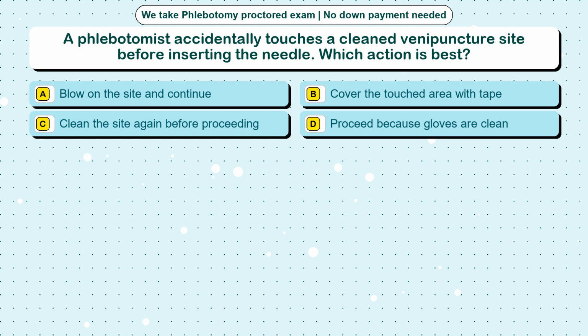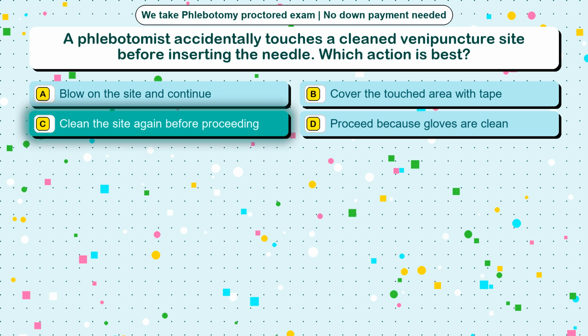Question 39. A phlebotomist accidentally touches a cleaned venipuncture site before inserting the needle. Which action is best? Option A. Blow on the site and continue. Option B. Cover the touched area with tape. Option C. Clean the site again before proceeding. Option D. Proceed because gloves are clean. The correct answer is option C.